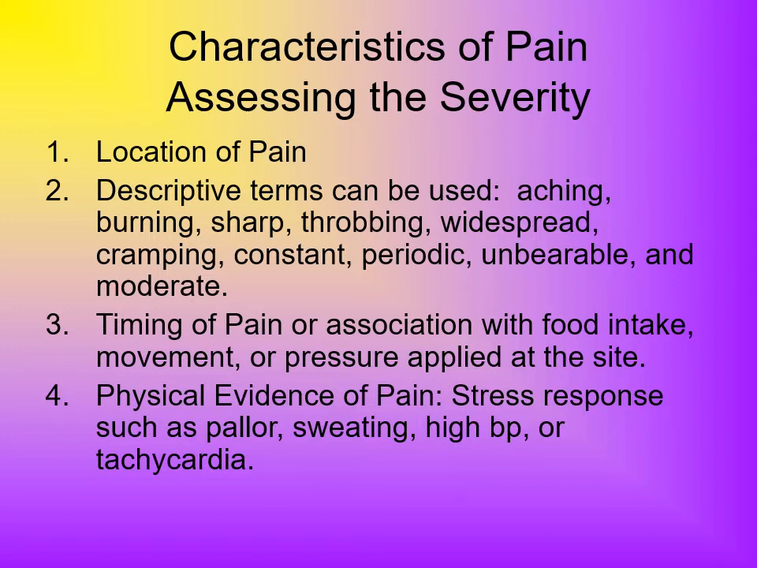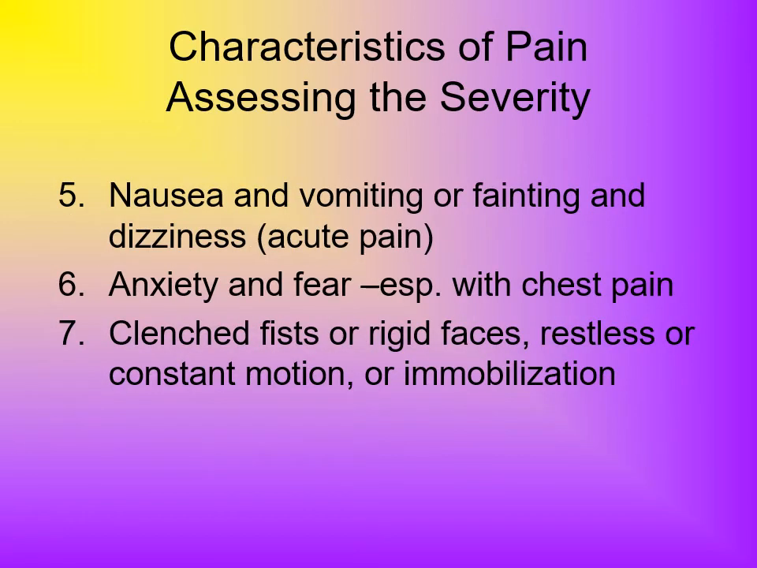Timing of pain or association with food intake, movement, or pressure applied to the site. It only hurts me when I move. It only hurts me when I breathe. These types of things. Evidence, physical evidence of pain. Stress response, such as pallor, sweating, high blood pressure, or tachycardia. Nausea and vomiting or fainting and dizziness sometimes happens with acute pain.